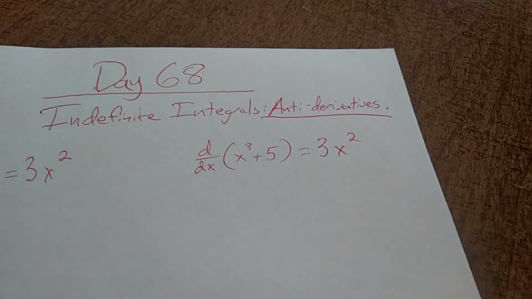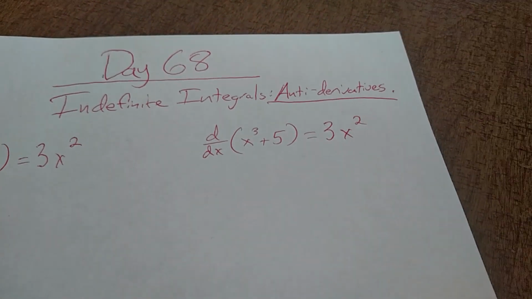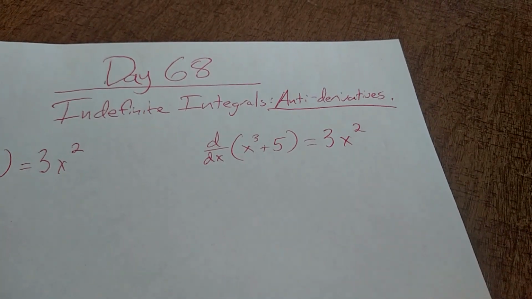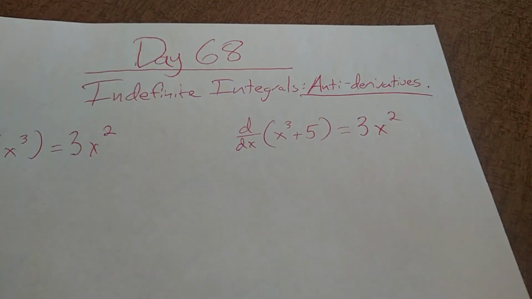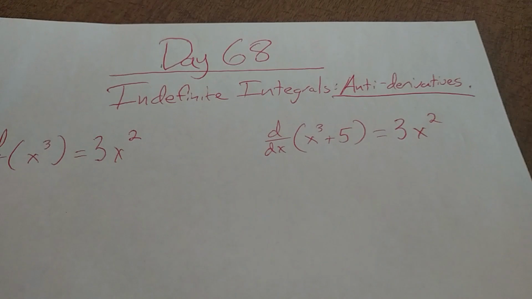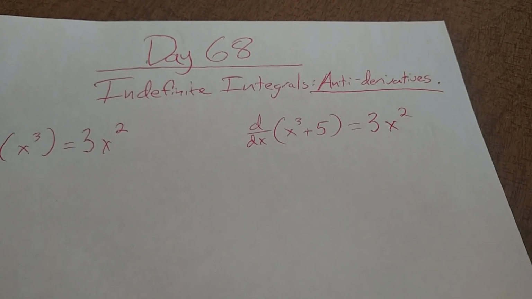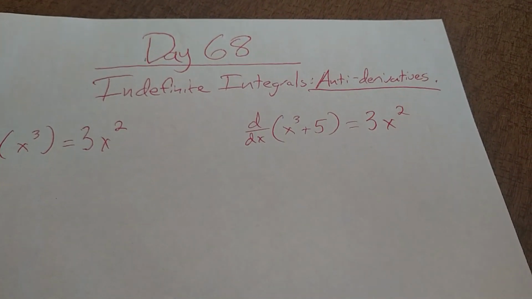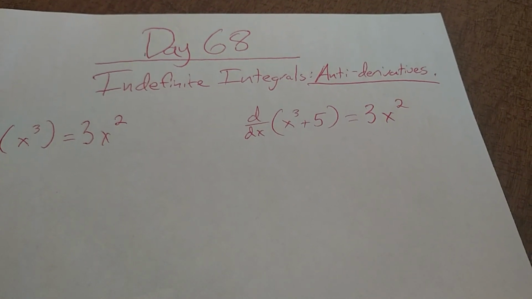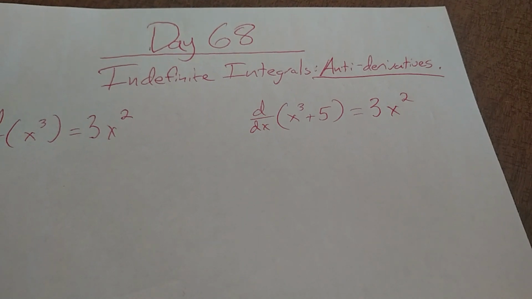Now that didn't really present a problem when we were doing derivatives. However, it's something we have to consider if we're doing antiderivatives, if we're going backwards. Because take a look, 3x squared, if I do the antiderivative, I could get x cubed, or x cubed plus 5, or x cubed plus 10. No matter what, I could always add on some kind of constant. So that's something we'll have to keep in mind as we do our antiderivatives.